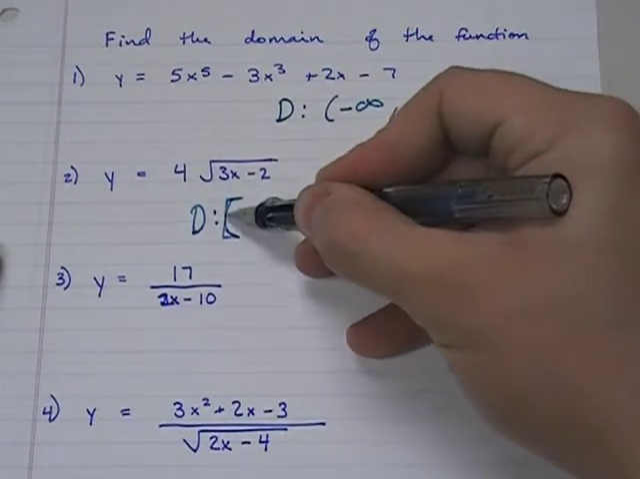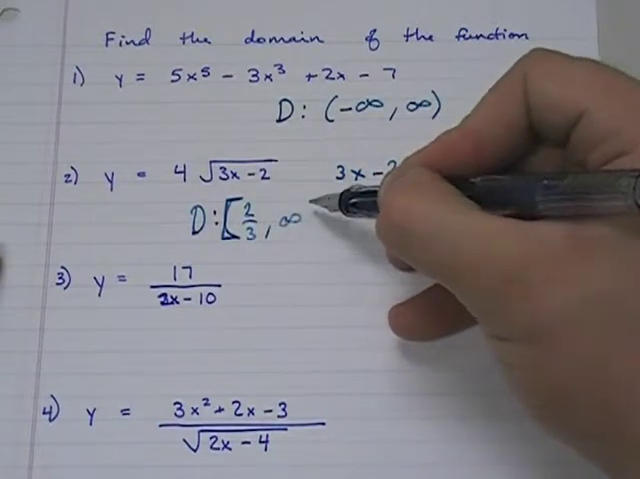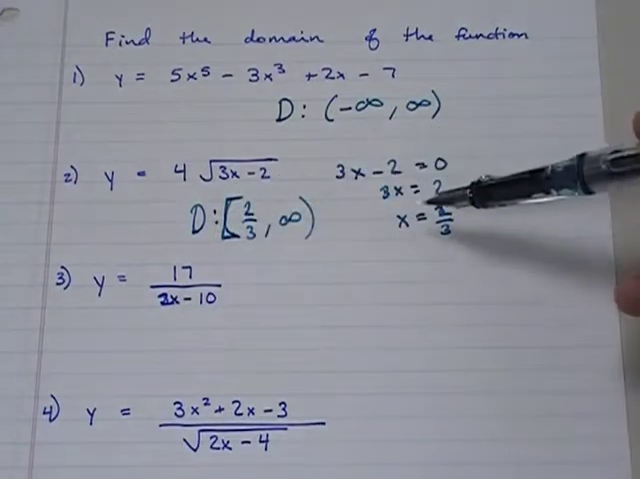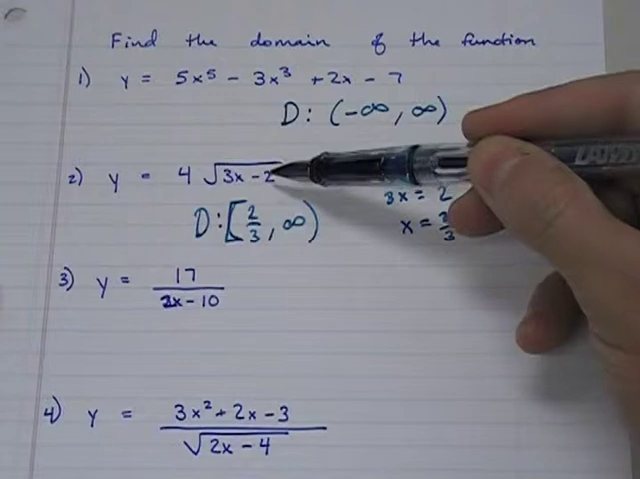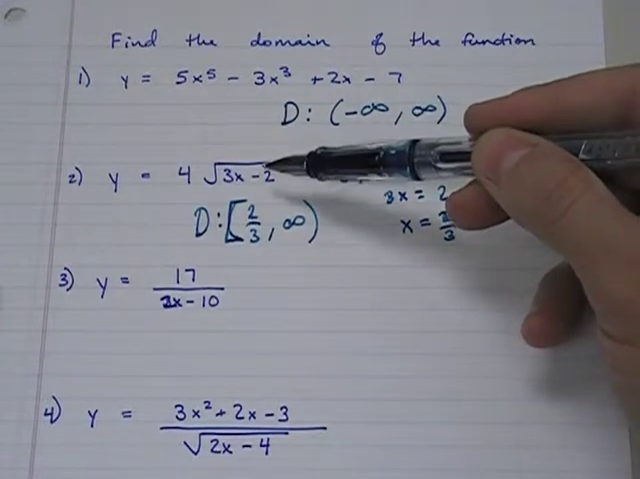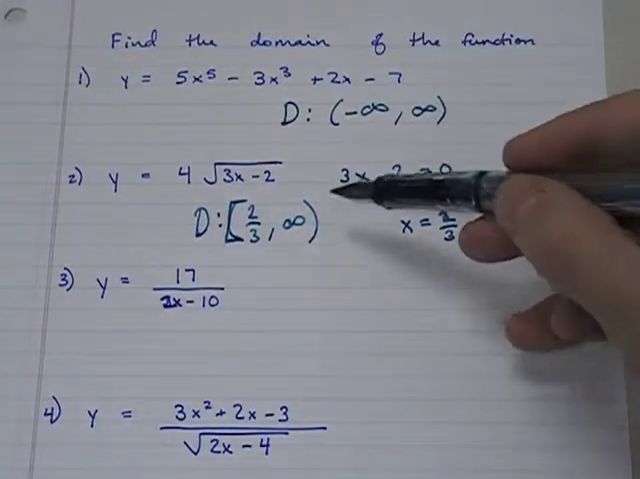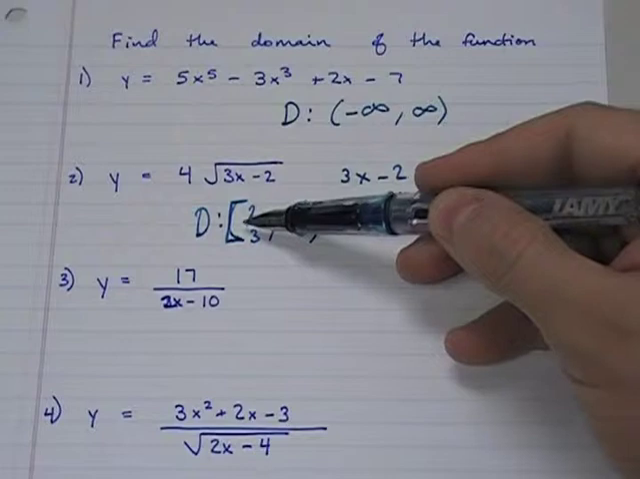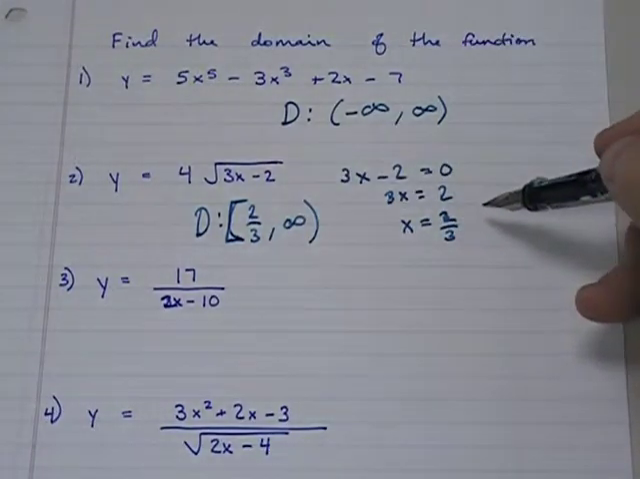And I'm actually going to use a bracket here: 2/3 to infinity. Why do we use the bracket? Well, because if x is 2/3, this radical is exactly 0, and the square root of 0 is 0, and 4 times 0 is 0. And that's allowable. So it can equal 2/3. That's what the bracket means. Or it can be larger than 2/3, go all the way to infinity. It cannot be less than 2/3.